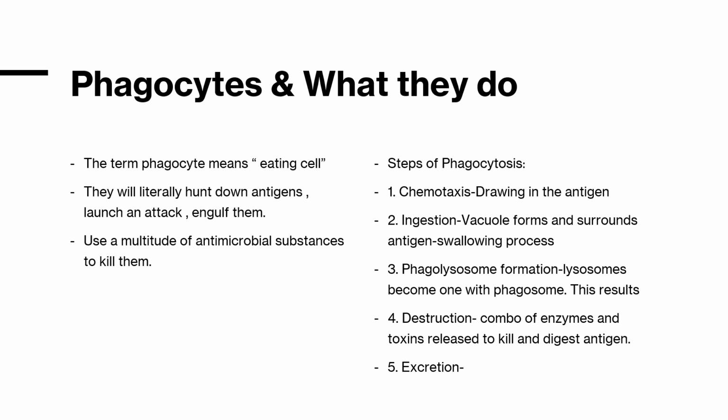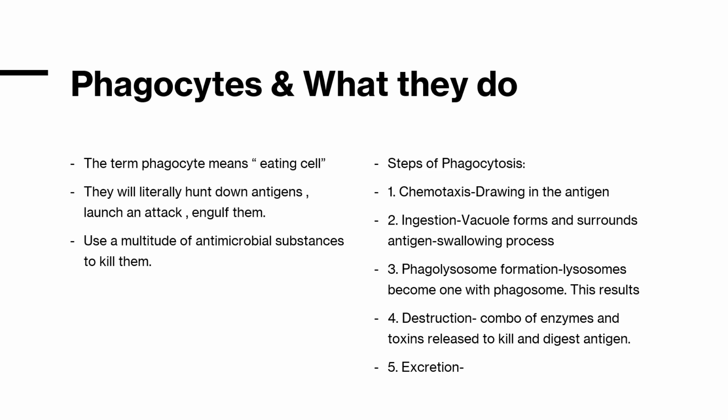The steps of phagocytosis are as follows. 1 is chemotaxis. This is where they actually draw the antigen or pathogen, however you want to say it, into their self. Then they will ingest. That's step 2, ingestion. They'll form a vacuole that will surround the antigen, kind of like an envelope. It'll surround it just like a big blanket would surround you in the winter when you're cold. This is where the swallowing process happens.